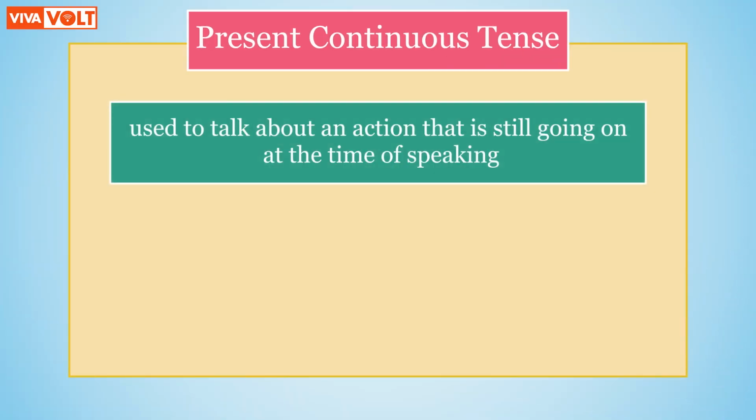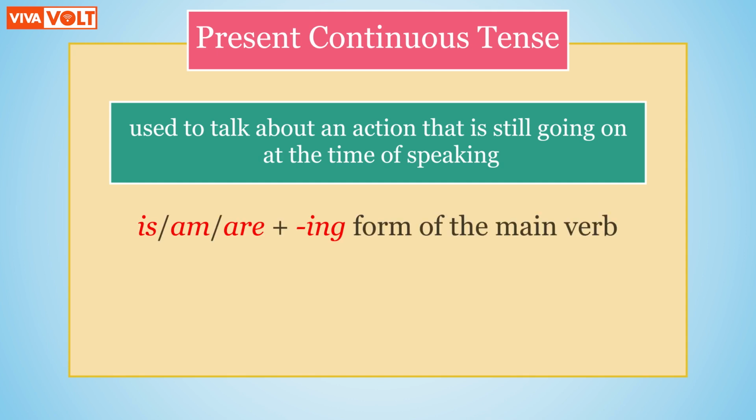Now let us see what the present continuous tense is used for. We use the present continuous tense to talk about an action that is still going on at the time of speaking. We use the verbs is, am, and are as helping verbs and add ing to the main verb to change it into the present continuous form.